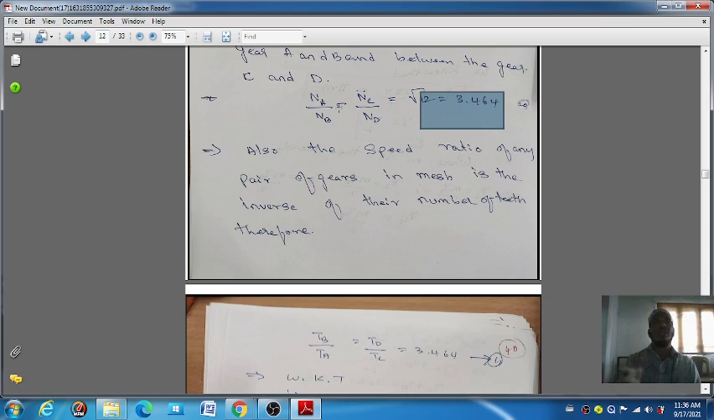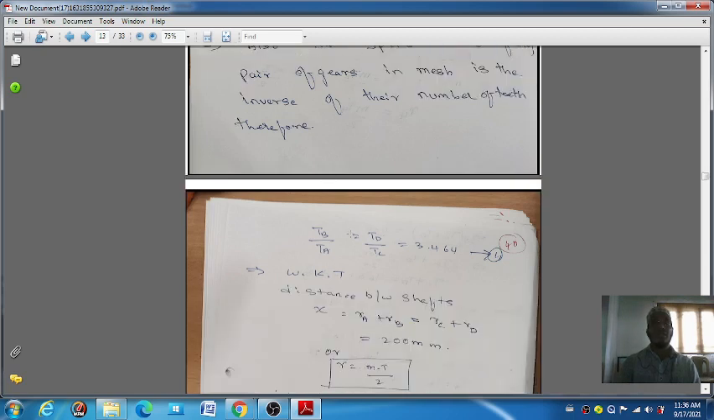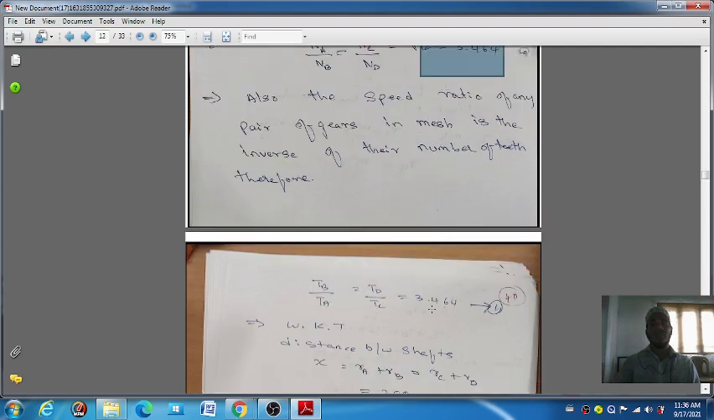So if we get it in terms of speed ratio value, we just have to change the notations in terms of teeth. TB by TA is equal to TD by TC. We have to take the same value here also, because it is directly proportional.